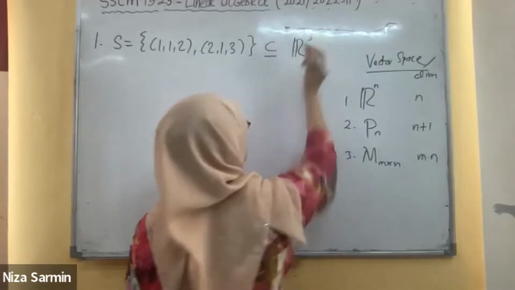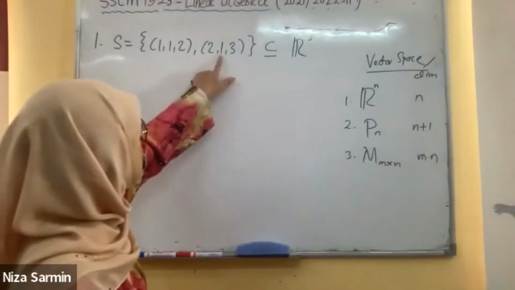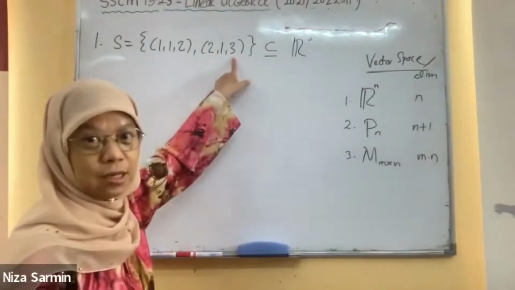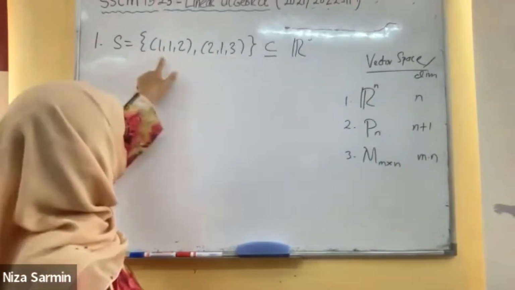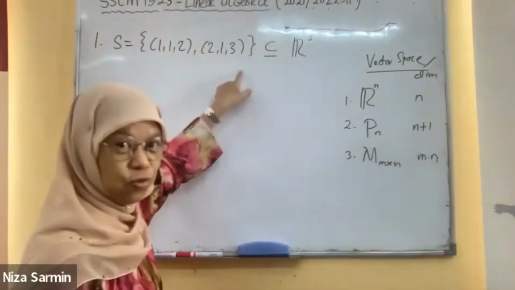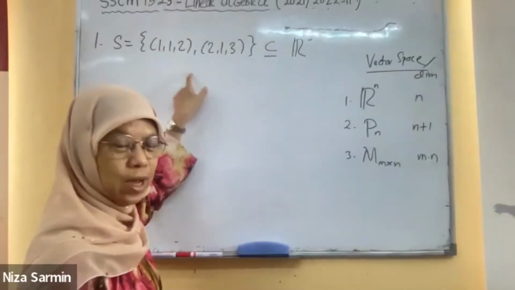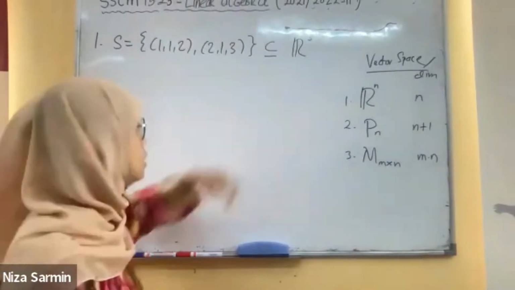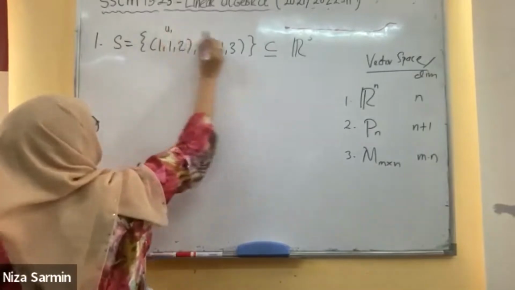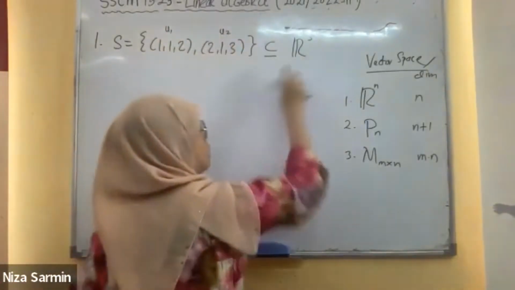Because there are 3 components, it is R3, although you have only 2 vectors, U1, U2. So we call it U1, U2 in R3.